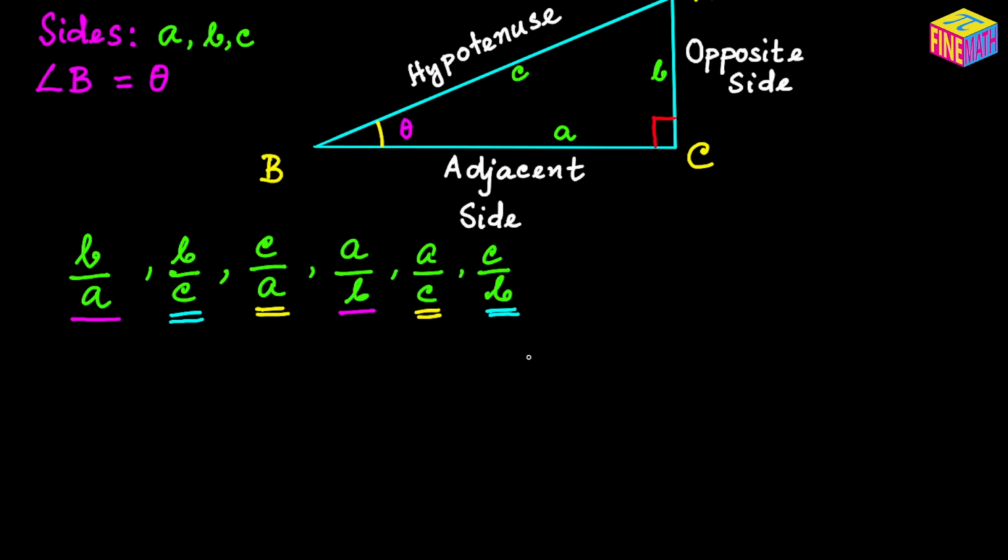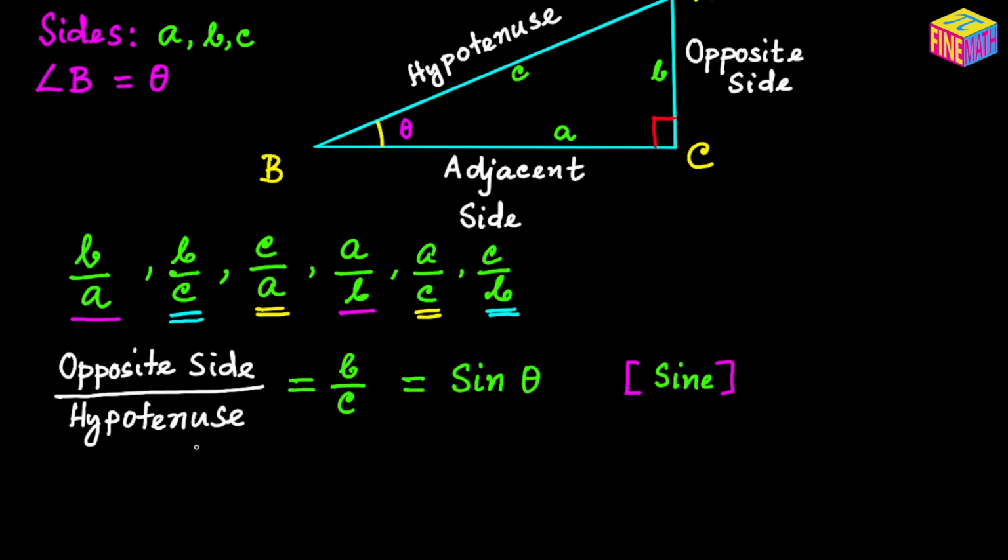The first ratio that we are going to talk about is the ratio between the opposite side and the hypotenuse. Let me write it down. The ratio between the opposite side and the hypotenuse will be b divided by c, b is to c. This ratio is called the sine of the angle theta, and it's written as sin theta. In short it is sin, but the actual full name is sine. So this is called sine theta.